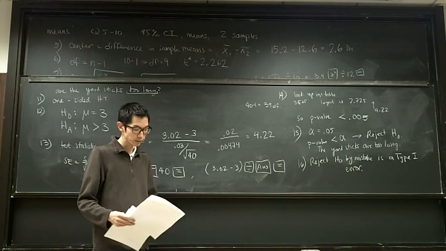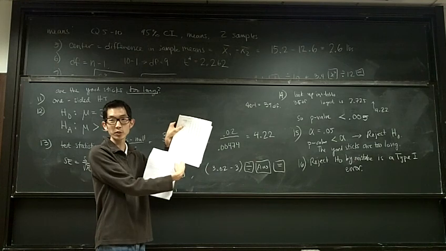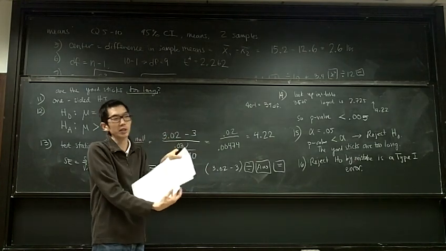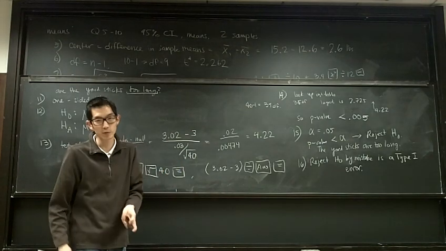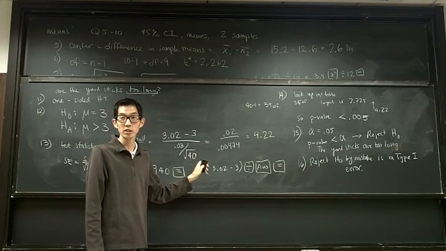I think I have this posted on one of the homework pages, this t-table and z-table. This is the one that's going to show up on the final exam. It's slightly different from the book, but it's the same concept. All right, is that good for this section?